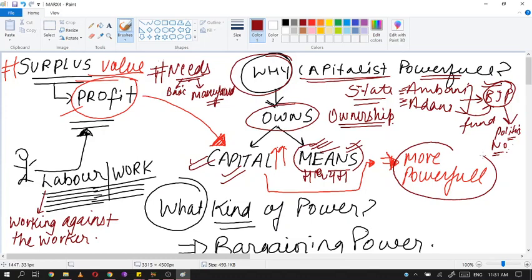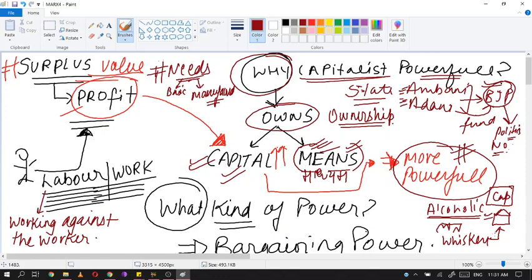Let's say you are an alcoholic. You need to have, let's say, whiskey, daily. But this whiskey will be produced by some capitalist in some factory. He is in control. He owns the means of producing your drug. How powerful.